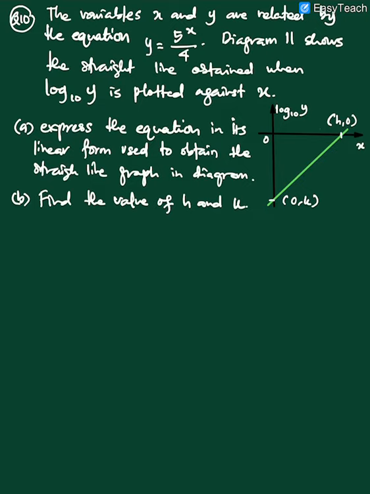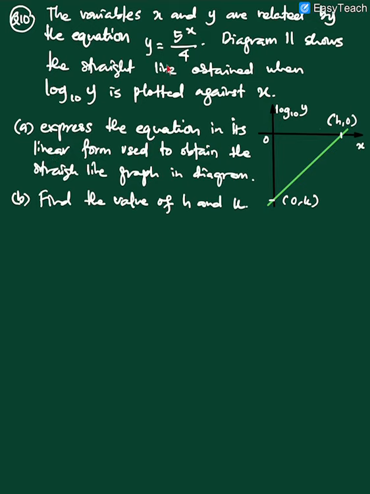Okay, now I would like to share with you how to answer question number 10. The variables x and y are related by the equation y equals 5 power of x over 4. Diagram 11 shows the straight line obtained when log base 10 y is plotted against x. The question asks you to find two things. The first one, (a), express the equation in its linear form used to obtain the straight line graph in the diagram.